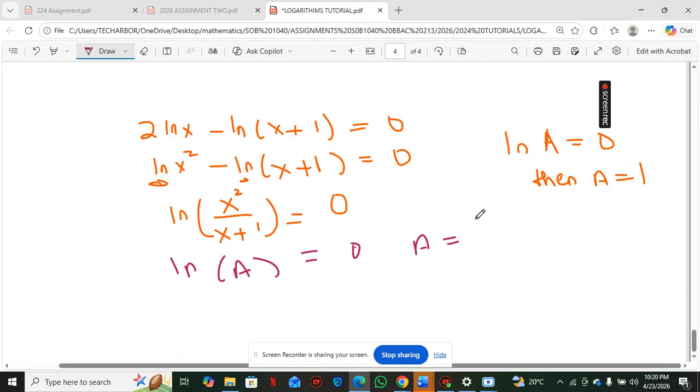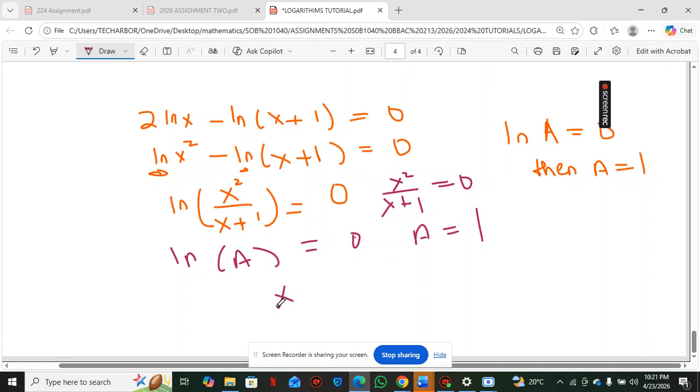So now if we apply it to our question here, natural log of x squared over x plus 1 equals 0, then x squared over x plus 1 must equal 1. Colleagues, we've applied this law. So this x squared over x plus 1, we're going to equate it to 1. So we're going to say x squared over x plus 1 equals 1.